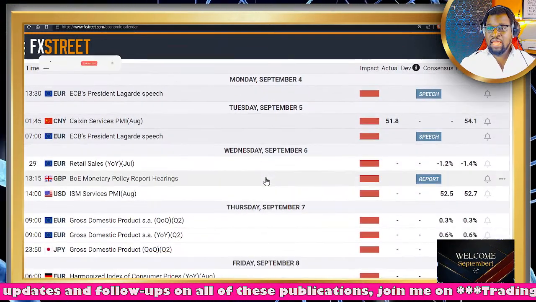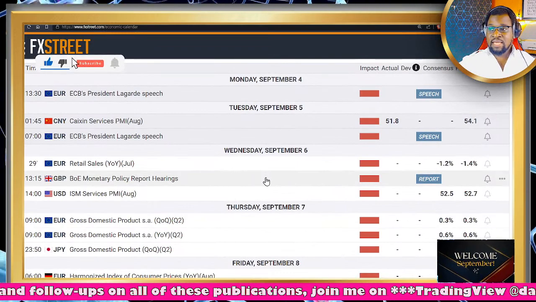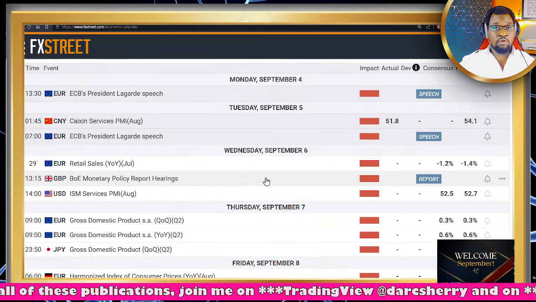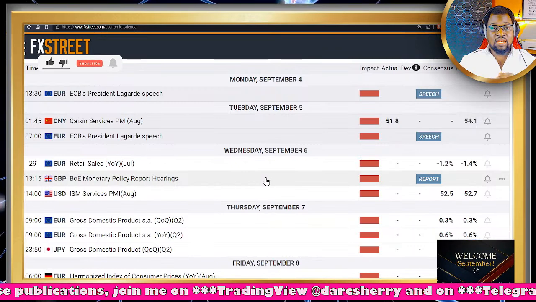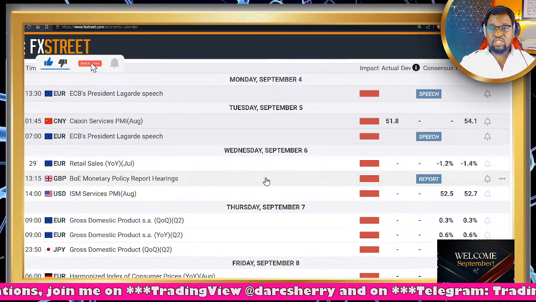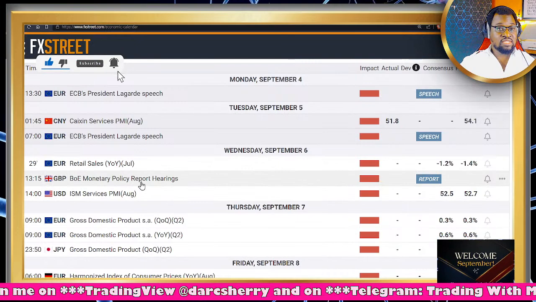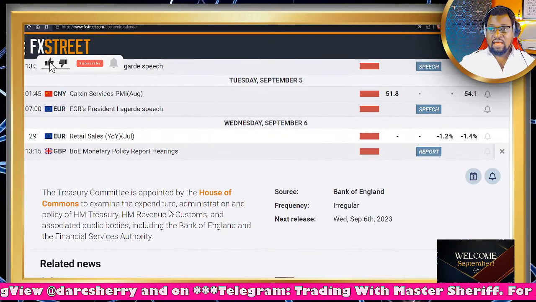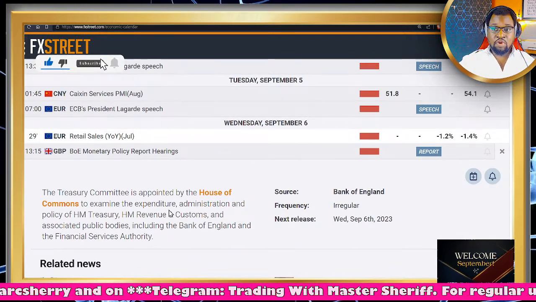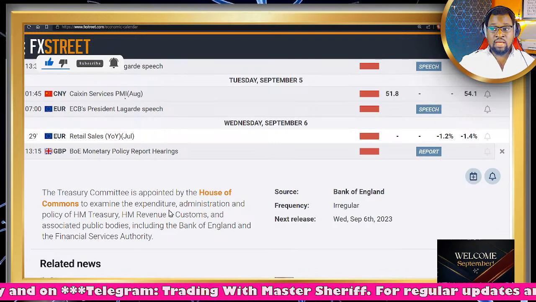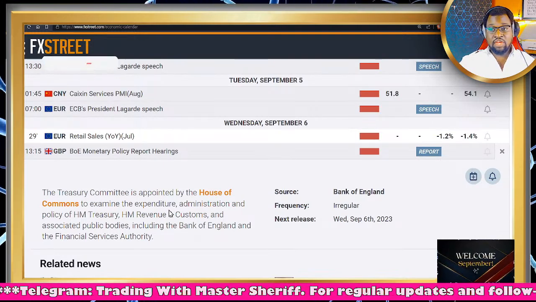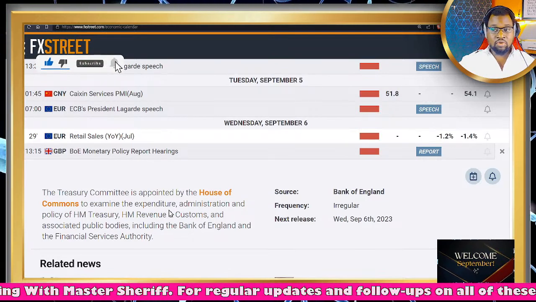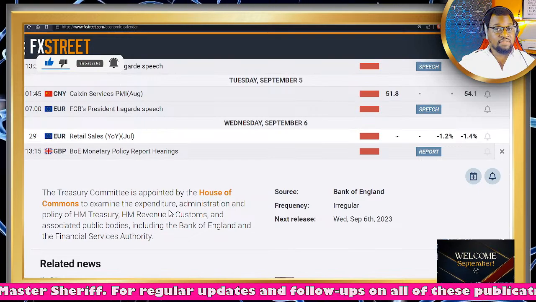So for today, Wednesday, September 6th, we have two high impact events to look out for, which are coming in from both the United Kingdom and the United States. The first one here is the Bank of England monetary policy report hearing, and well, this is the Treasury Committee appointed by the House of Commons to examine the expenditure, administration, and policy of HM Treasury, Revenue, and Customs, and associated public bodies, including the Bank of England and the Financial Services Authority.